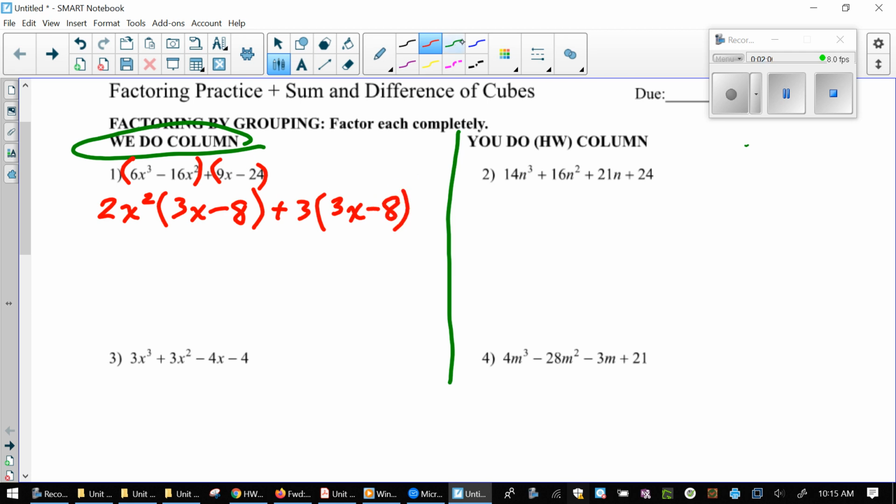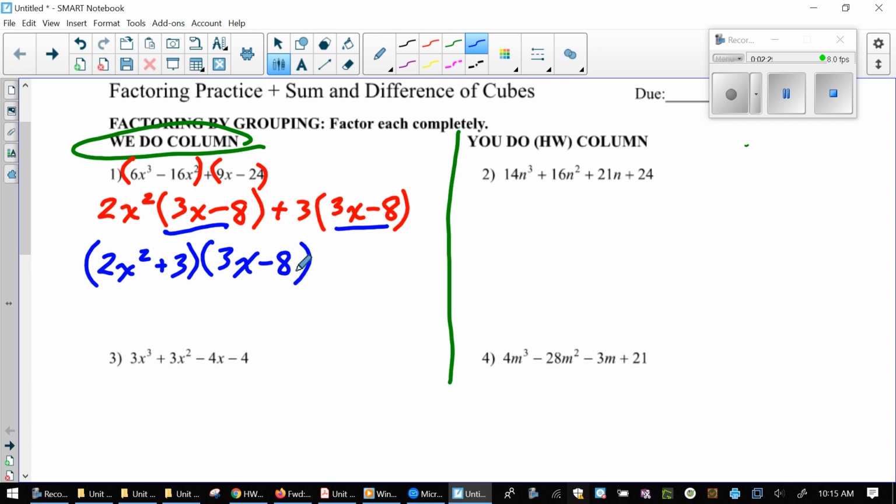Now when we do this factoring by grouping, remember this is very important that we have the exact same thing on the inside of each of those groups. Because what we're basically saying is that 2x squared times this binomial, and then we also have 3 times the same binomial. So I can pull those out into one separate binomial times 3x minus 8.